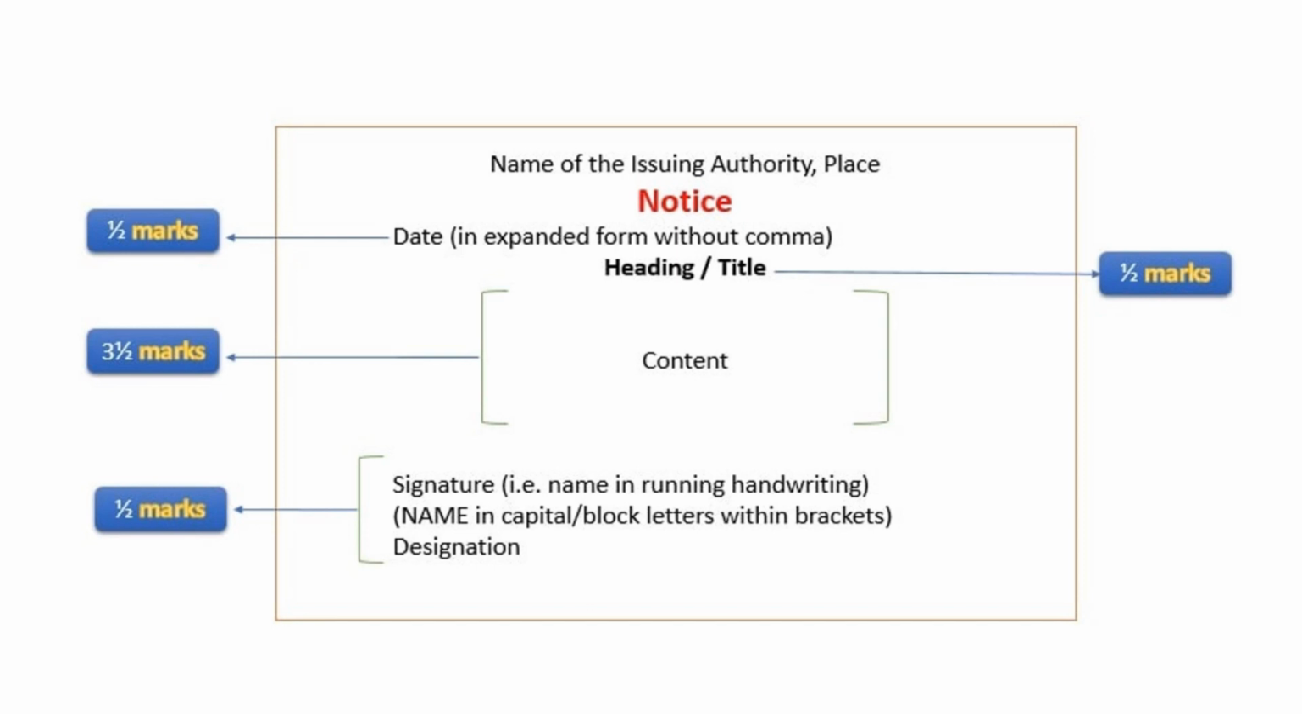Name in running handwriting, and the name should be written in capital or block letters within the brackets. You can also write the name without brackets, but it should be followed by the designation, and it carries half mark. I hope the marking scheme is clear to everyone, because before beginning to write the notice, you must know how many marks each and every step holds. I hope you will be able to write a complete, well-defined notice.